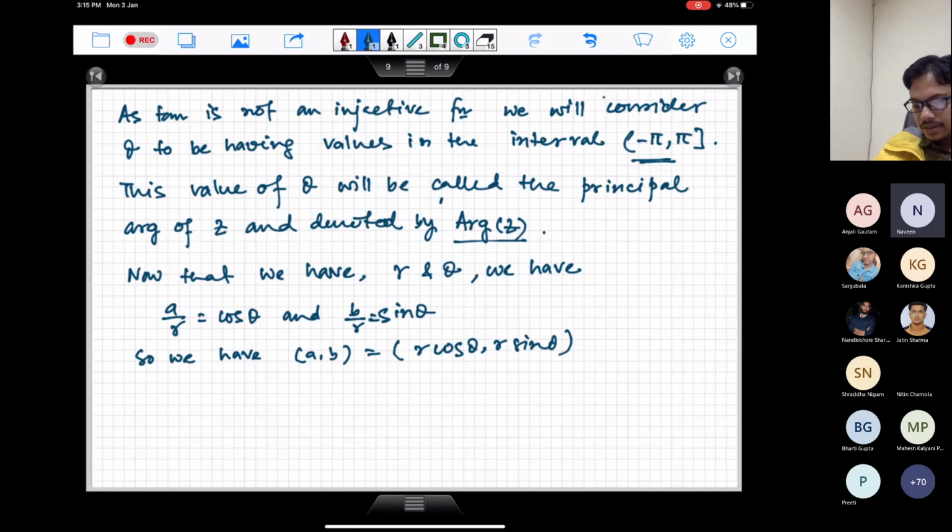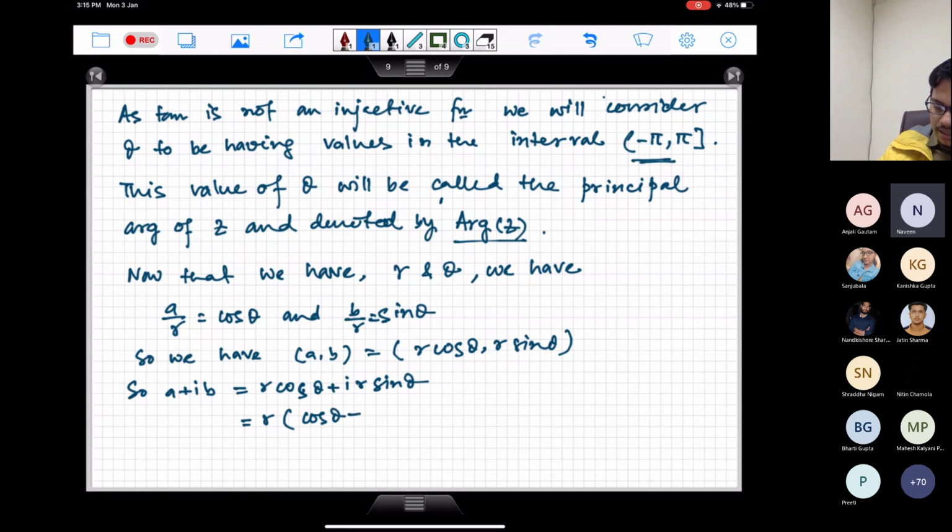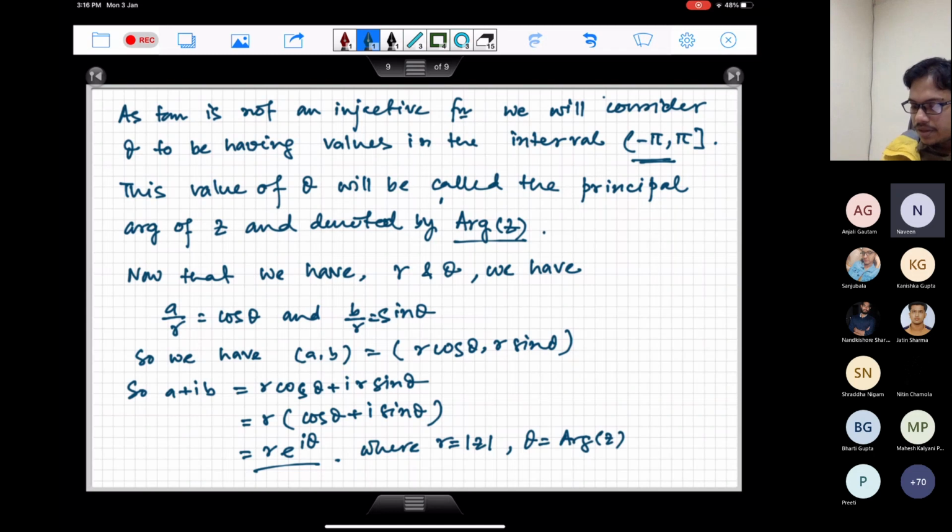Where r is the absolute value, you can think of writing a plus ib as r cos theta plus i times r sin theta, which is r of cos theta plus i sin theta. You know the power series expansion of cos theta and sin theta, so if you add them up you get r e power i theta. So a plus ib can be written as r e power i theta, where r is the absolute value and theta is any argument, but let's take the principal argument.